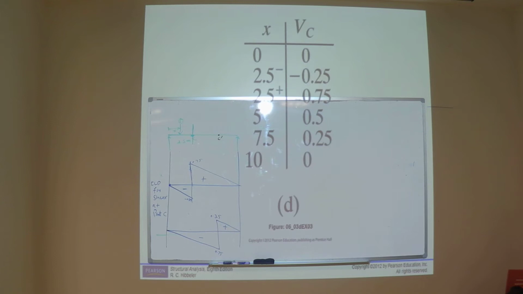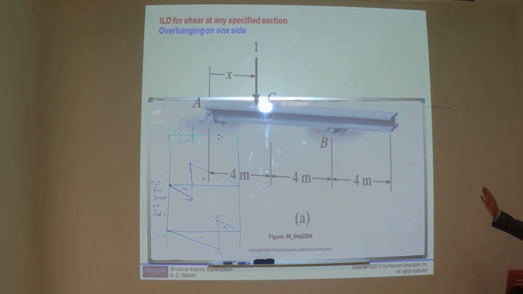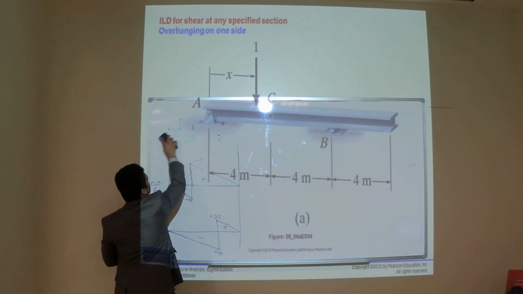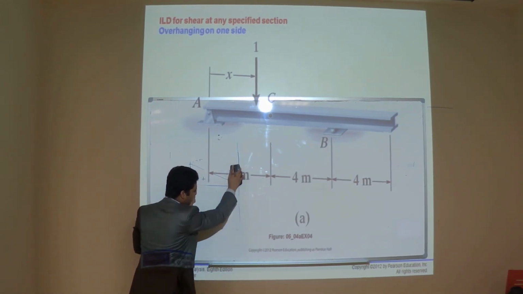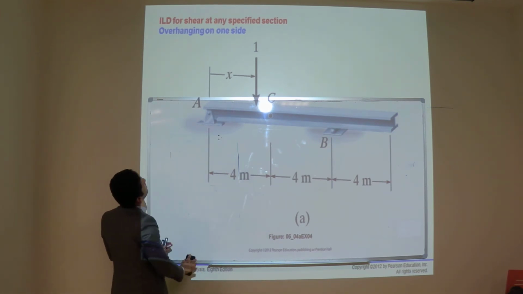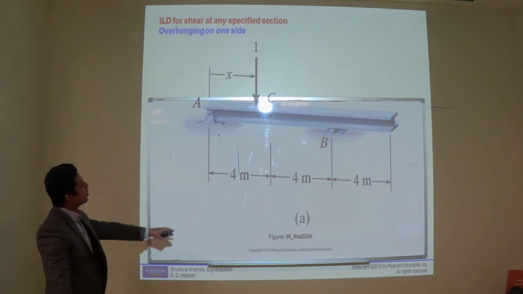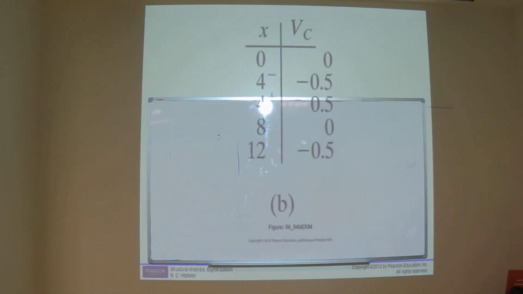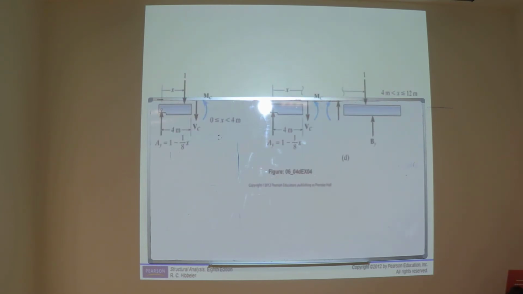Now next is the influence line diagram for an overhanging beam. I will just quickly go through this example from the slides. I hope you will understand. It's nothing different. Everything is the same. So what is the question? Please draw the ILD at point C. The concept is perfectly the same. So these are the values and this is the diagram. So you should practice this at your home.